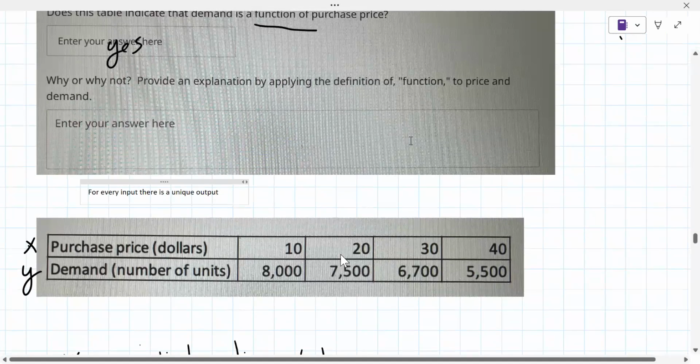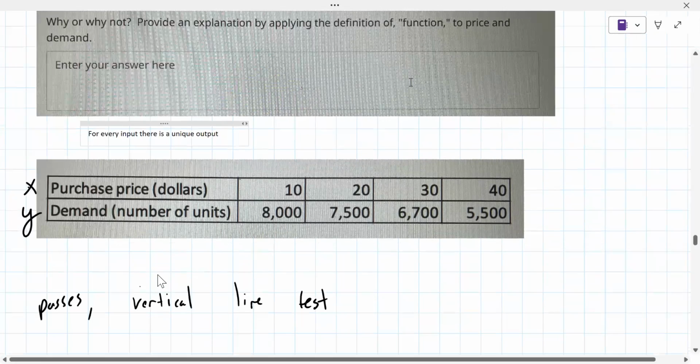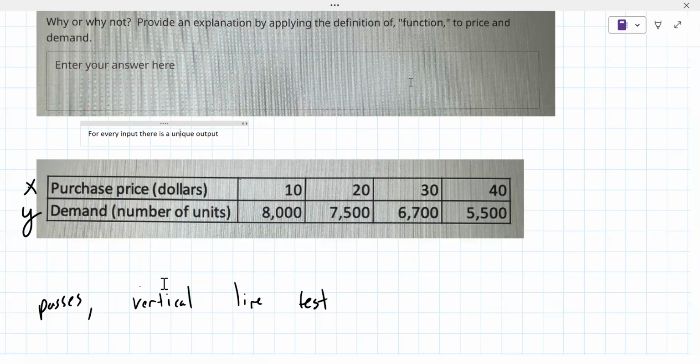Okay. And it's because 10 goes to 8,000 and there's no duplicates here in the X. Imagine 10 going to 8,000 and 10 going to 7,500. That's bad. That means there's an unknown there, and that does not pass the vertical line test. So I think you have to look at your notes, maybe have a quick email with your teacher. I don't know.